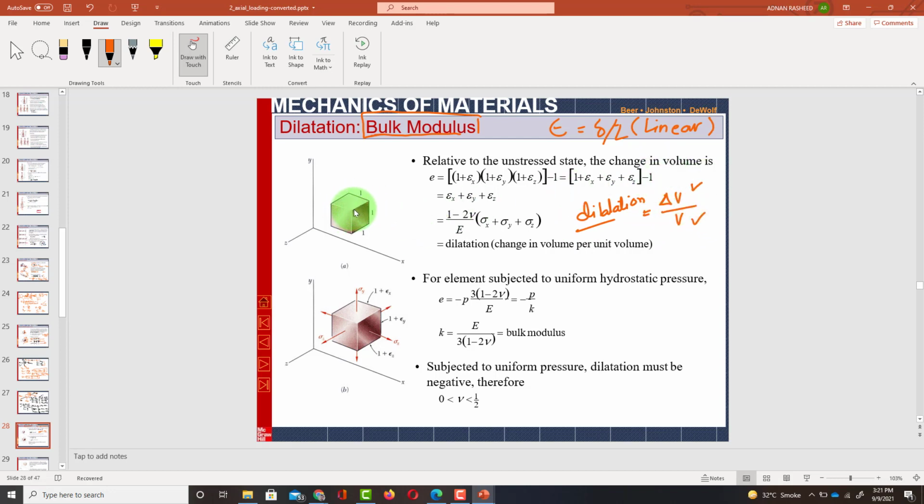So again, if this is the cube having unit dimension in each, and after applying three-dimensional loading, now there is an increase in length in every direction, in x direction, in y direction as well as in z direction. Clear? So initially the volume is what? 1 multiplied by 1 multiplied by 1. So it will be 1. So initial volume is 1. Now new volume is what? Volume new, वो किस चीज के बराबर होगा?